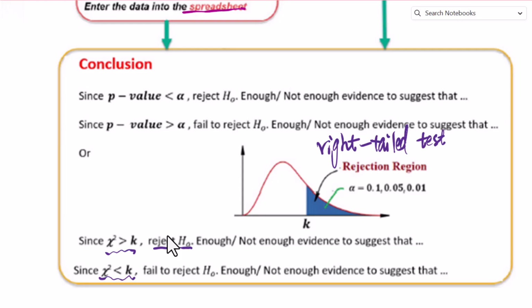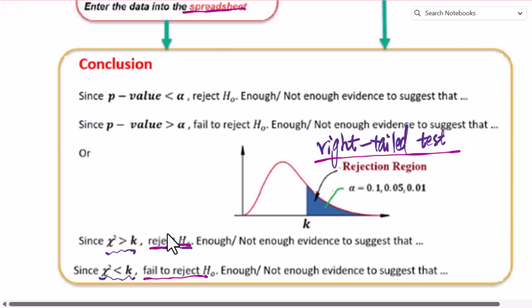For the chi-squared test, it's always right-tailed. In other words, when chi-square is greater than the critical value, reject H0. When chi-square is less than the critical value, fail to reject H0.